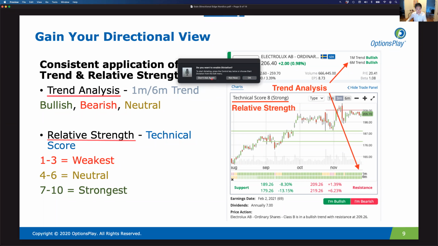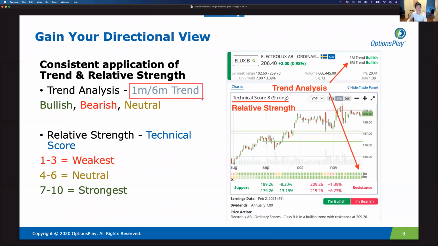Now, like I said, one of the challenges here is that there are lots of ways to look at trend analysis. You can draw trend lines, you can use moving averages, you can draw your own support or resistance lines. There's so many different ways of doing it. So what we do here at OptionsPlay is we use 3 moving averages. We use the 20, the 50-day, and the 200-day. We only use those 3 moving averages. We never deviate from that. And from those 3 moving averages, we calculate the 1-month and 6-month trend.